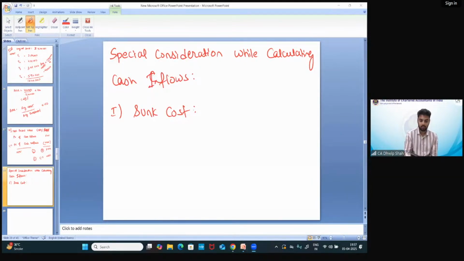What do you mean by sunk cost? Tell me. Sunk means डूब गया. Whether you take the project or not, this cost has already been incurred. वो डूब गया है, वो आपके पैसे गए. That is sunk cost.